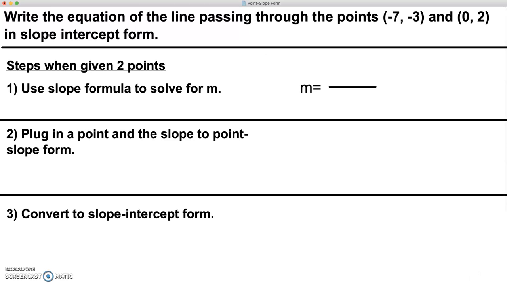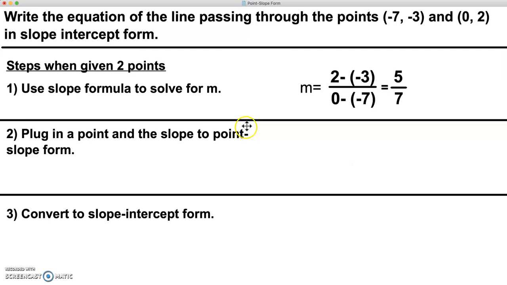Now, what if we're given 2 points and we want to find the equation of the line? So we know that we have to have the slope first. So if I'm given the points negative 7, negative 3, and 0, 2, to write the equation in slope-intercept form, the very first step I need to do is find the slope. So slope formula, 2 minus a negative 3 over 0 minus a negative 7 gives me a slope of 5/7.